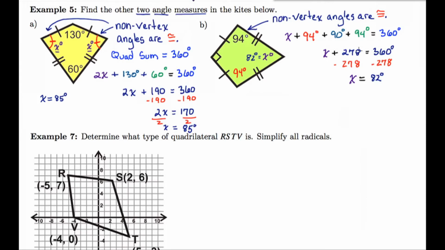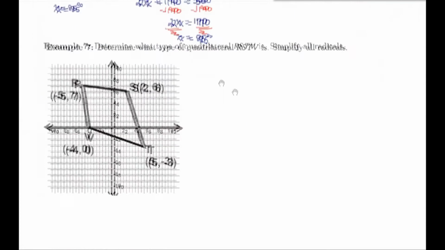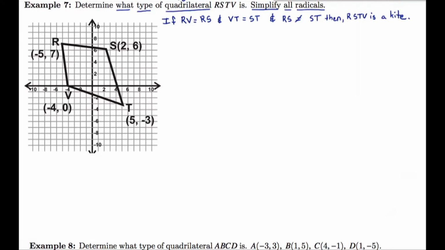Example 7. Determine what type of quadrilateral RSTV is. Simplify all radicals. Okay, so if RV equals RS and VT equals ST, then that means that the two adjacent pairs are congruent, and we could have a kite. However, we can't have RS equal ST because we would end up having a rhombus at that point. All the sides would be congruent. So let's find the distance of RV and RS and see if they are equal.